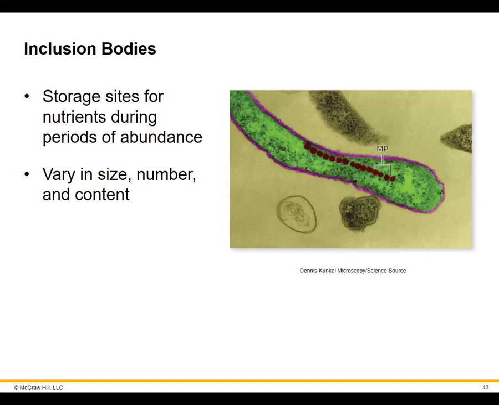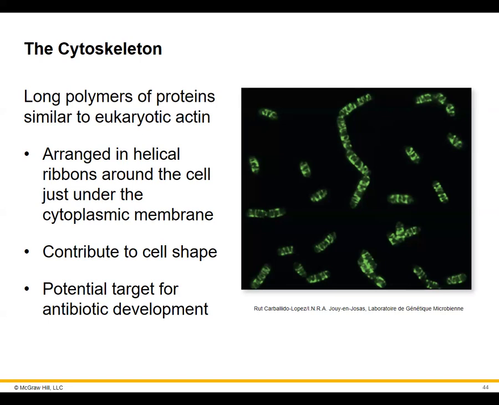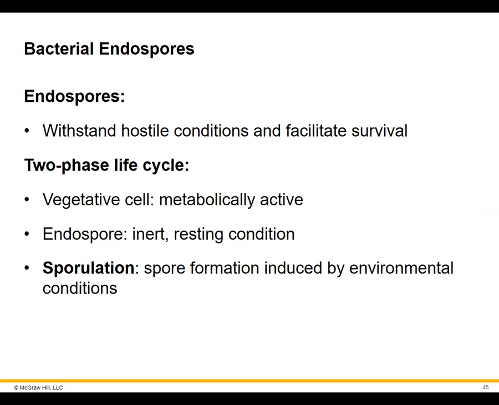And then we have inclusion bodies. It's just storage places inside of the bacterial cells. They can't have a membrane about it, but they can put them in specific locations. I don't really care too much about the cytoskeleton. It just gives the shape of the cell. All right, moving on to endospores.